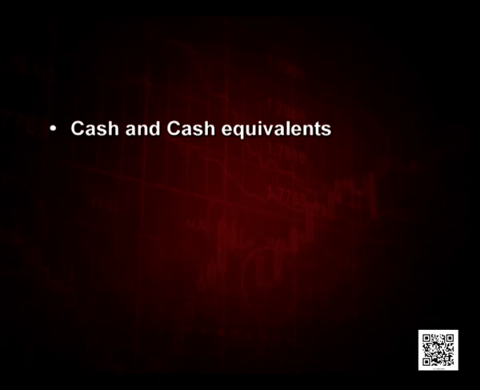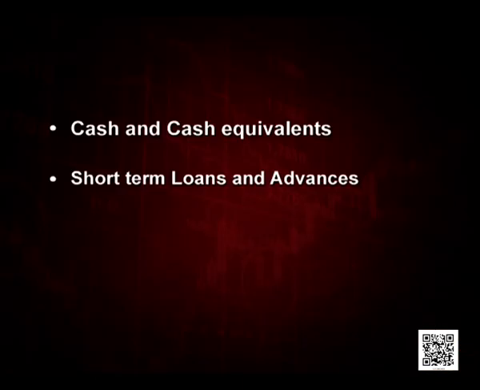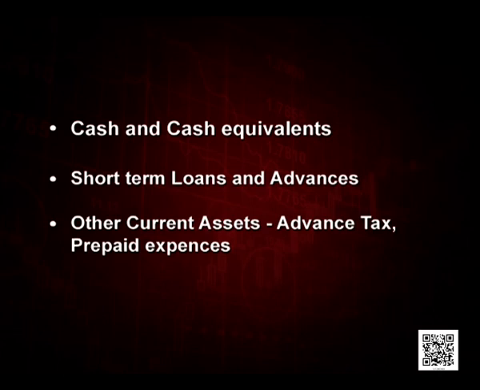Next point, cash and cash equivalent. This I have already told you. What comes under this head is cash, bank and drafts. Next point, short term loans and advances. And in the end, there are other current assets like advance tax, prepaid expense. They come under this category.